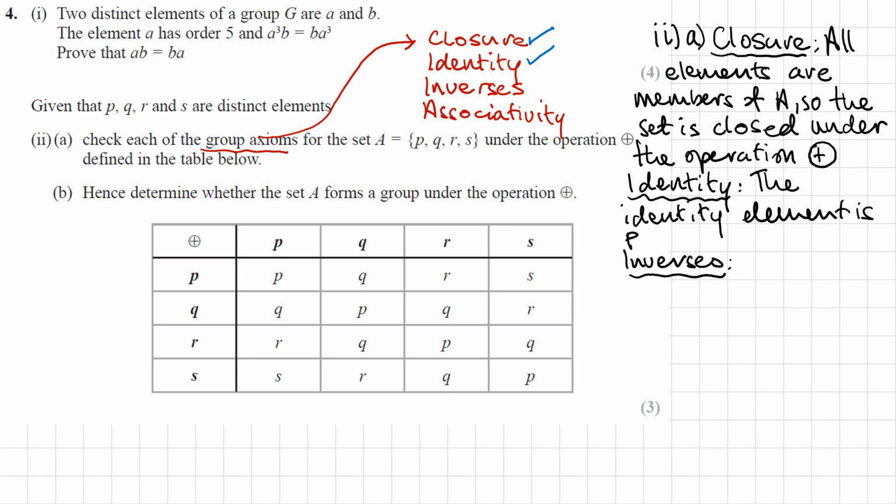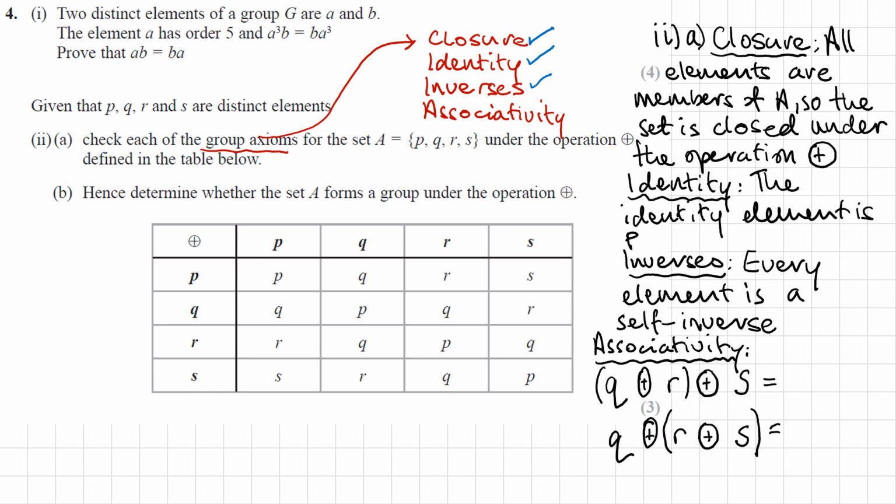Now, since P appears in every row and every column, that means that every element has an inverse, and in fact, each of the elements is self-inverse. So that can be ticked off. So we're now down to the associativity axiom. Now, if the group is associative, then both of these calculations here should give me the same answer. So we're going to go through each one and see if we do get the same answer.